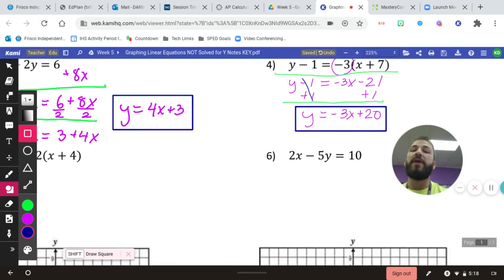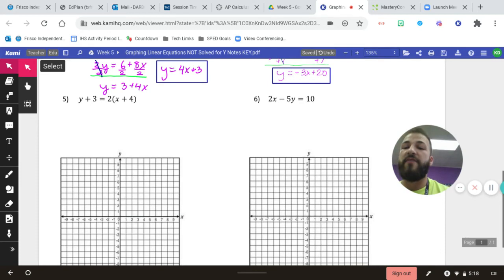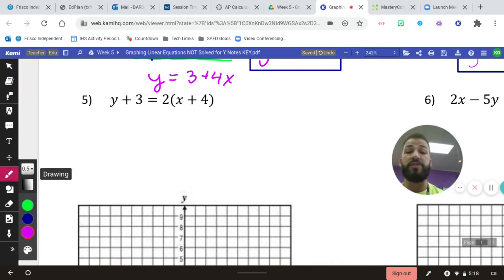So let's step it up a notch. Let's now not just solve it, let's solve it and then actually graph. On number 5, we have y plus 3 is equal to 2 times (x plus 4). So first things first, we're going to solve.